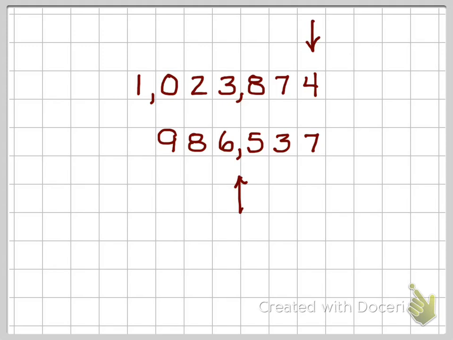Start with the largest place value. In this case, it's the millions place. Since you have one in the millions place, and this number of course has none in the millions place, just 900,000s, then immediately you can see, well, this is your larger number.